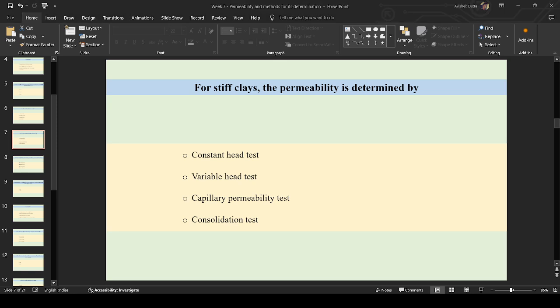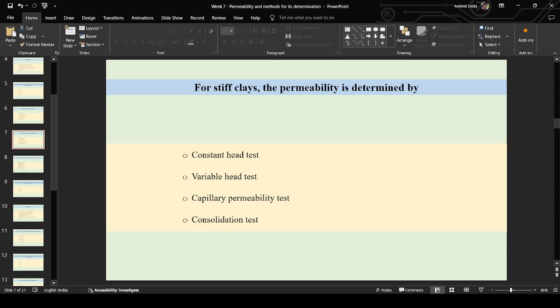I repeat the question. For stiff clays, the permeability is determined by: first option, constant head test; second option, variable head test; third option, capillary permeability test; and last option, consolidation test. Okay, next question.